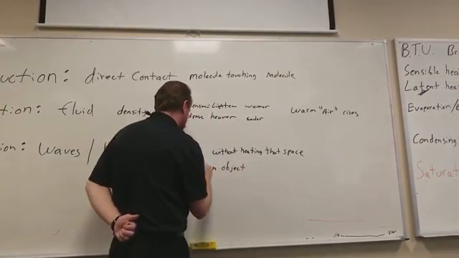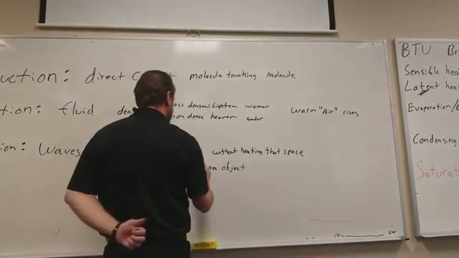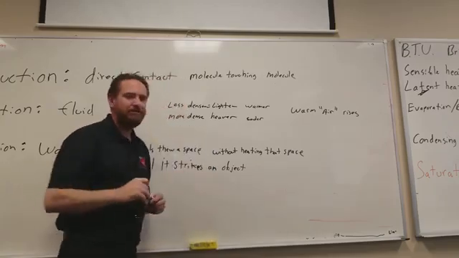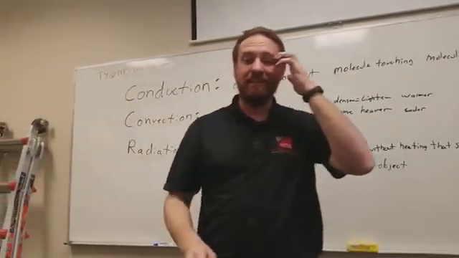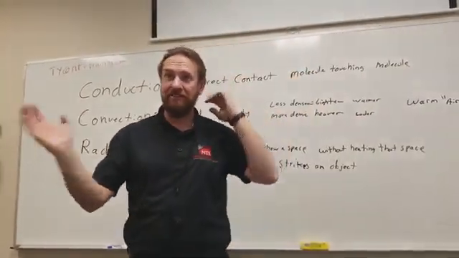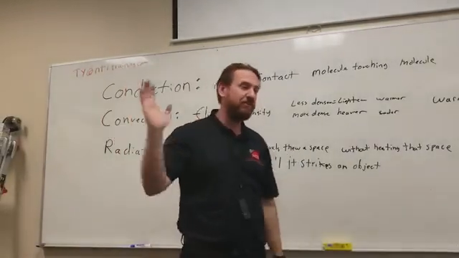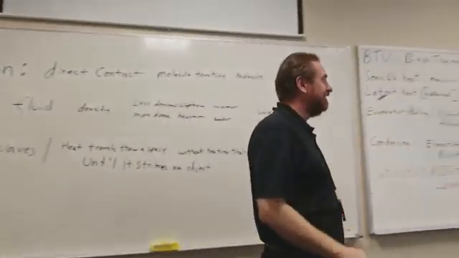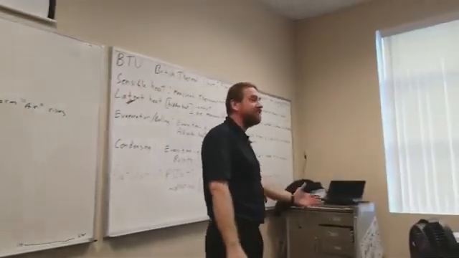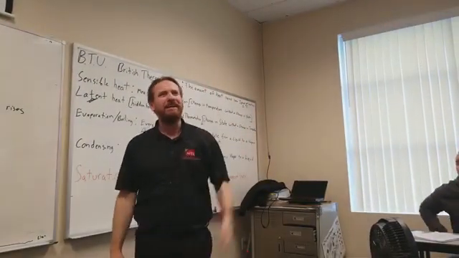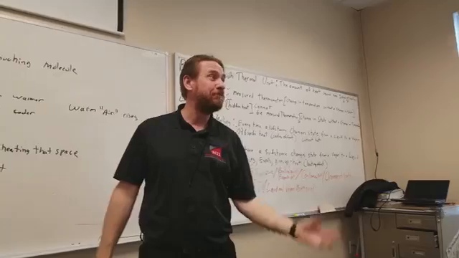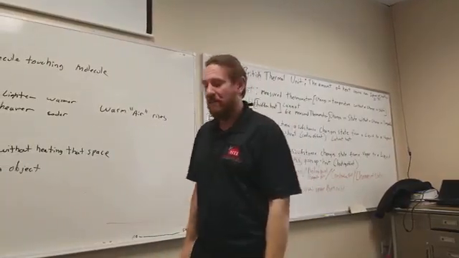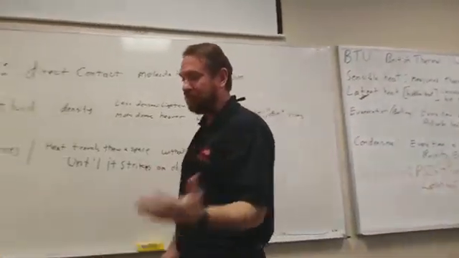Heat travels through a space without heating the space until it strikes an object, like the sun and the earth. It travels through our atmosphere, and it doesn't actually transfer heat until it strikes an object. So when you're outside, you're feeling that heat hit against you. It's striking you. You're the object. It's putting heat directly into you, the building, whatever it's touching.